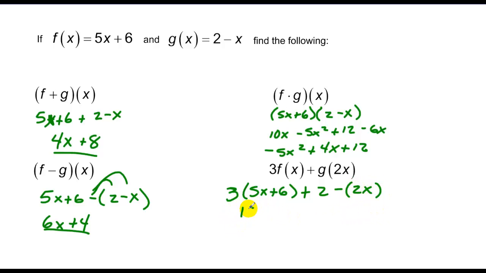This gives me 15x plus 18 plus 2 minus 2x. Add your like terms, I get 13x plus 20, and we're done.